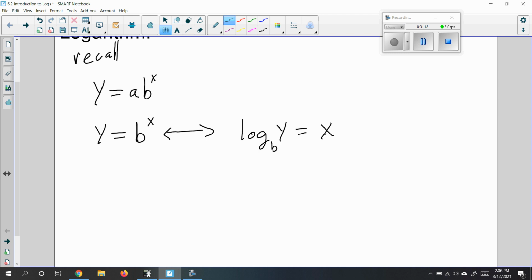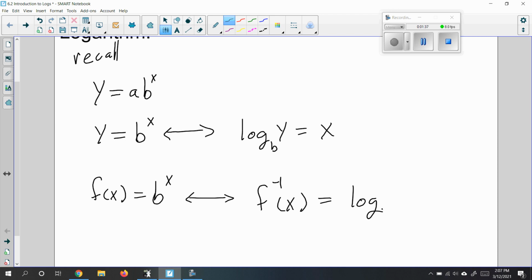In fact, this is the inverse of an exponential function. If f of x is equal to b to the power x, then f inverse of x is equal to log base b of x.